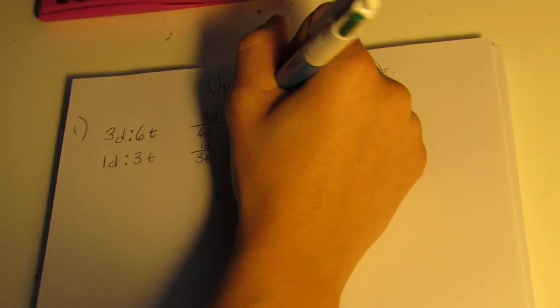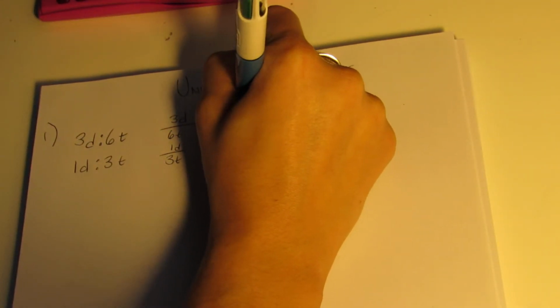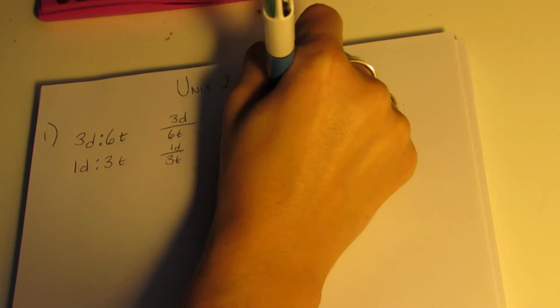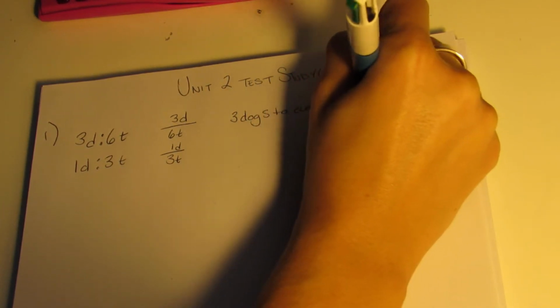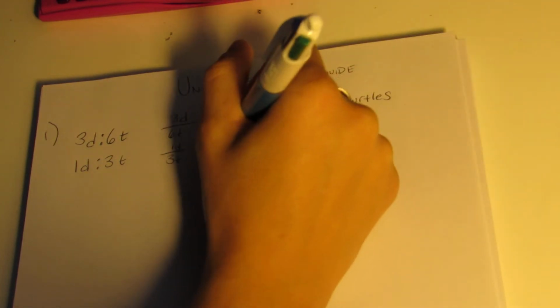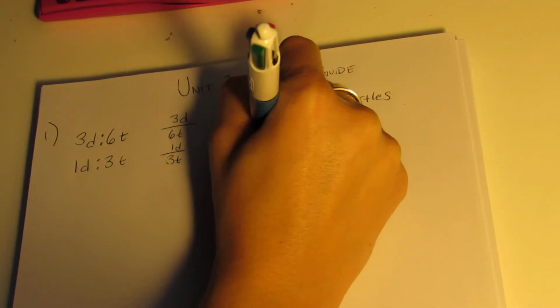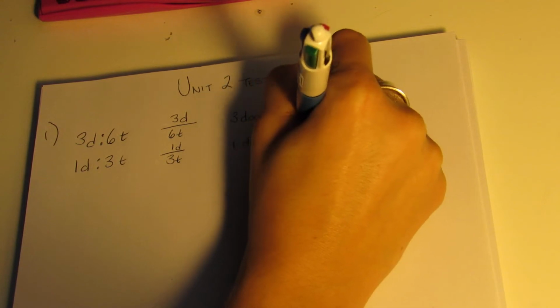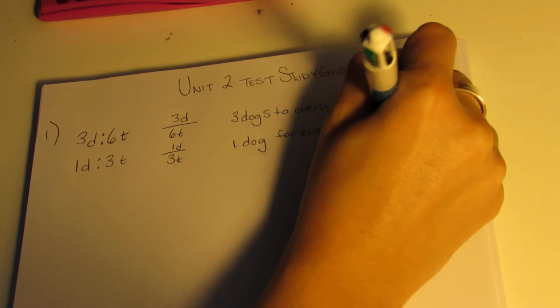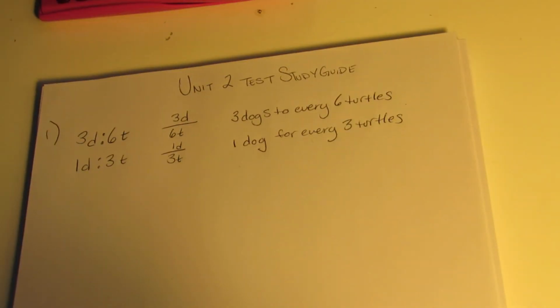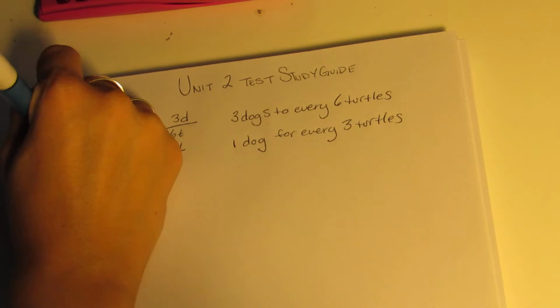Alright? And you can also see it written as a sentence. So 3 dogs to every 6 turtles. And that simplifies to 1 dog for every 3 turtles. Perfect. Alright, so that was just the first part of the question. We'll label that part A.